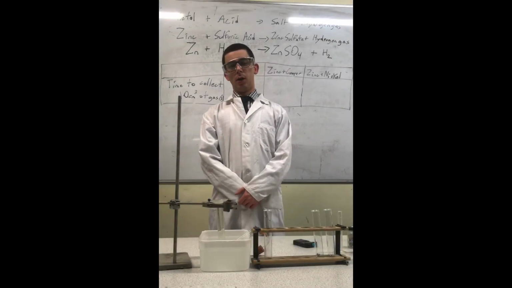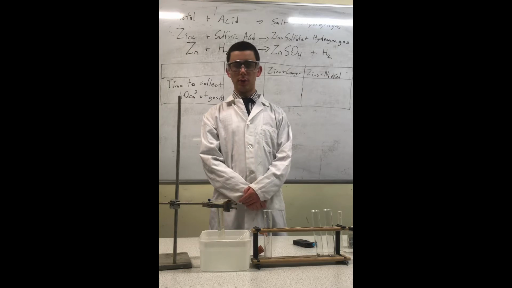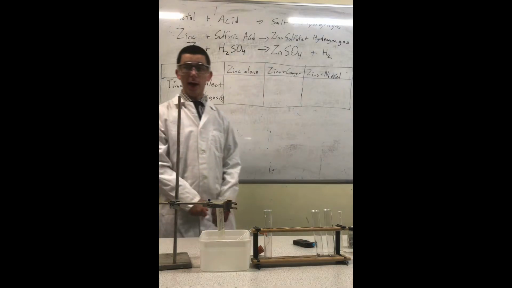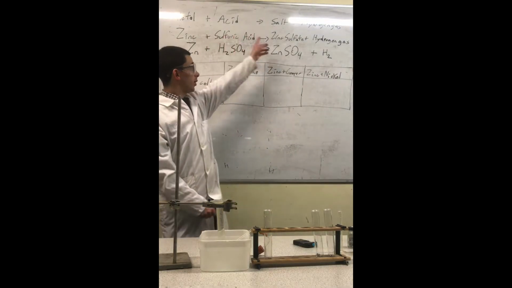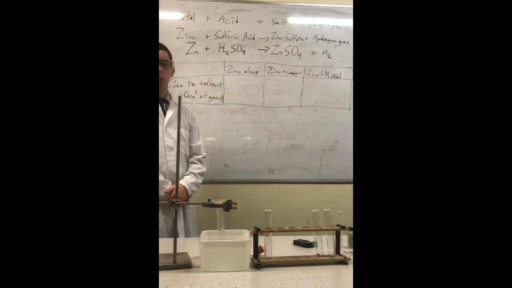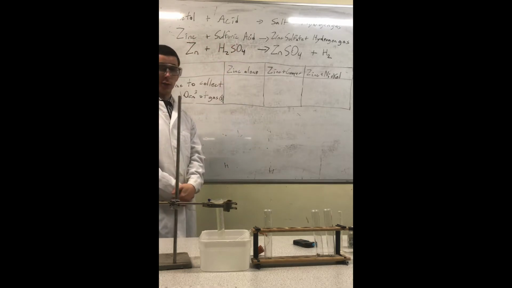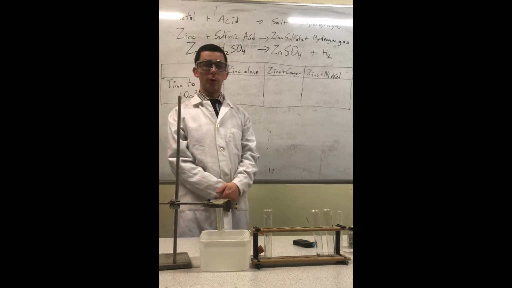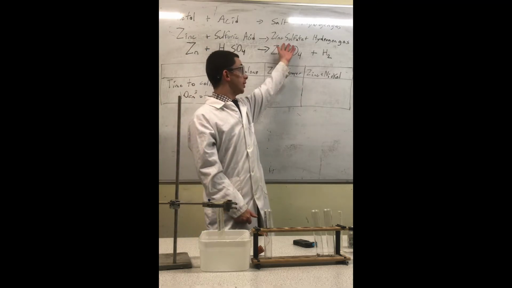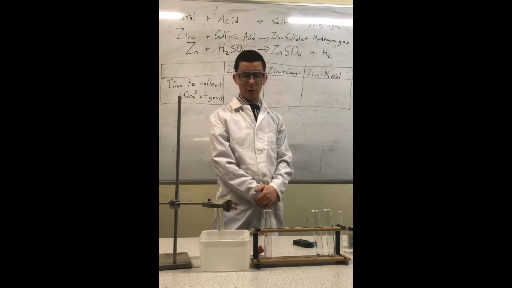Today we'll be learning about the reactions between metals and acids and how catalysts affect those reactions. When we add a metal to an acid, we always produce a salt and hydrogen gas. Today we'll be using zinc as our metal and sulfuric acid as our acid. When zinc's added to sulfuric acid, the salt produced is zinc sulfate, and of course hydrogen gas is produced.